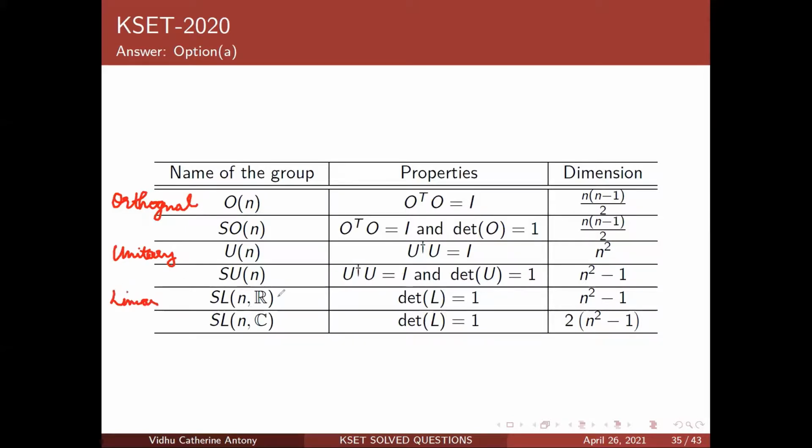Okay, here you have it for real numbers, here you have it for complex numbers. So let's just go through the properties of this. Orthogonal, it's kind of intuitive. O transpose O is equal to I, okay? Apart from O transpose O is equal to I, when you're looking at your special orthogonal group, you have determinant of O is equal to 1, okay? And these two conditions are sort of redundant.